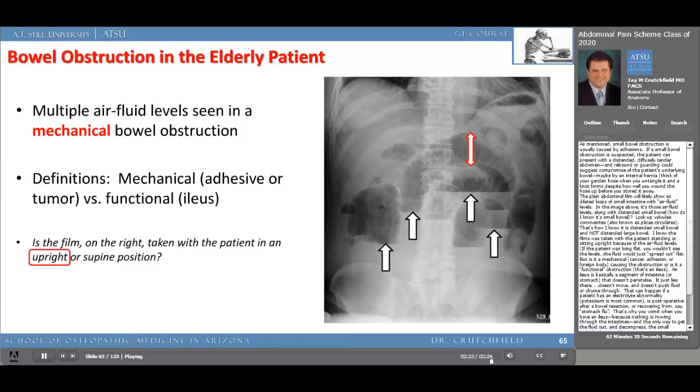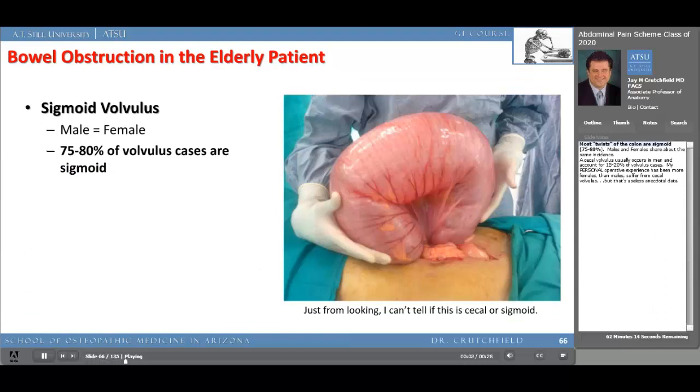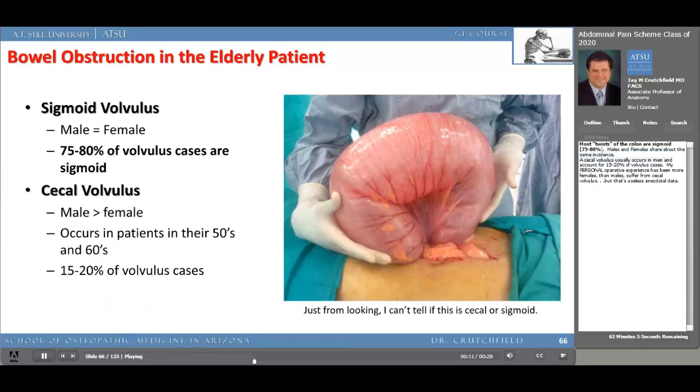But as we mentioned, elevated white count, fever, and possibly septic shock suggest strangulation or incarceration. These patients will require fluid resuscitation to replace any intravenous fluids which have third spaced into the bowel, and probably preoperative antibiotics.